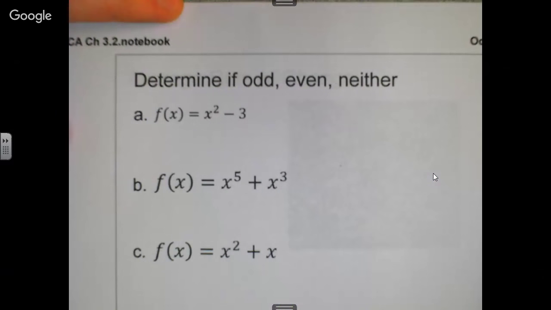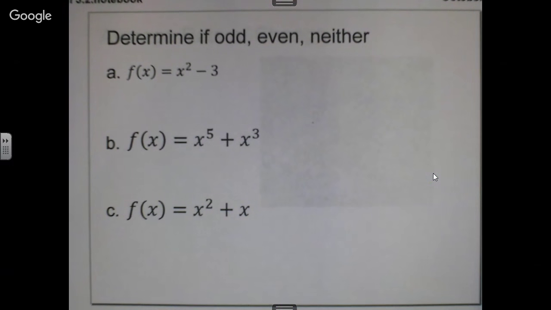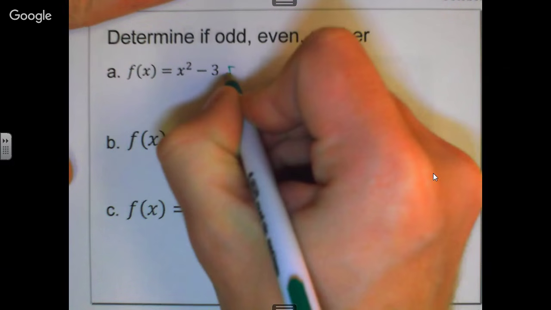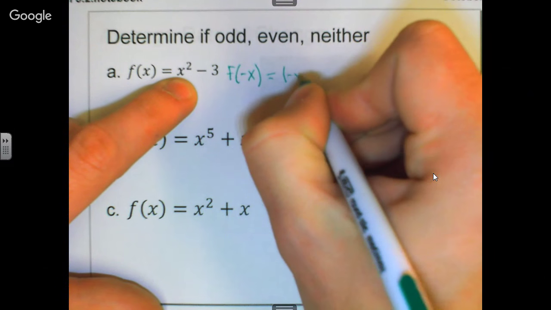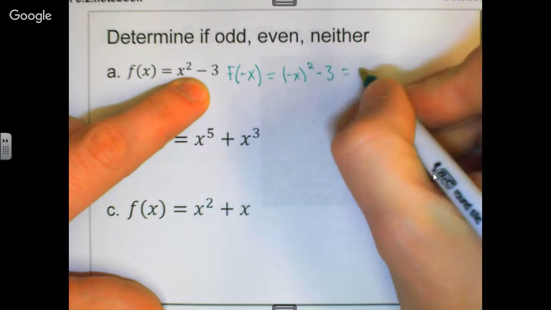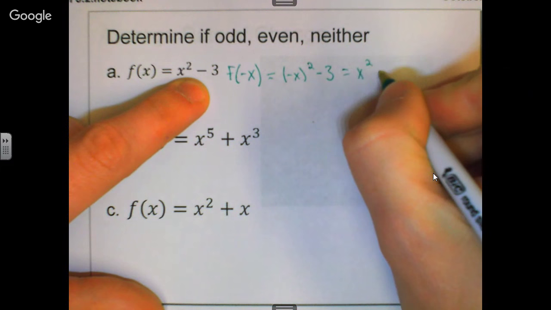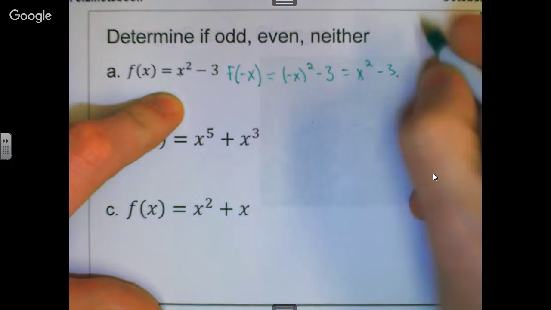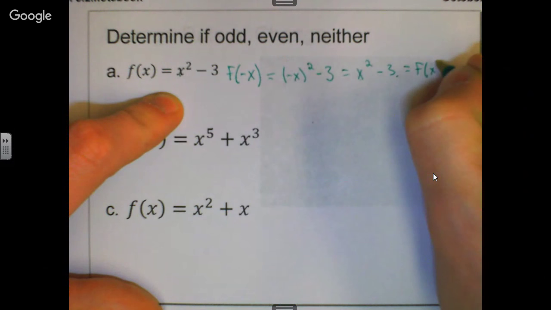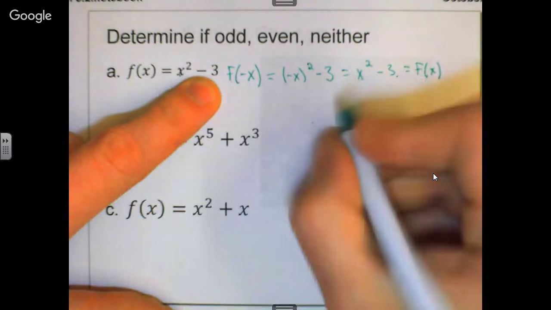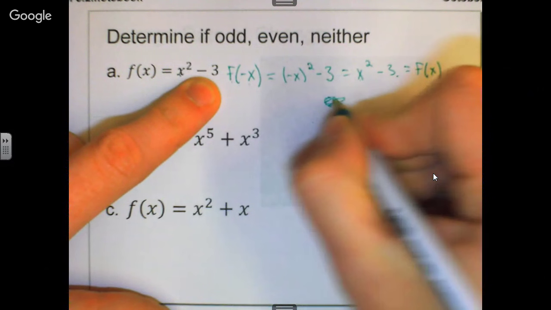So determine if odd, even, or neither. We're going to say f of negative x equals, and we'll put negative x in for x. So I have negative x squared minus 3. Well, negative x squared would be x squared minus 3. So x squared minus 3 is the same as x squared minus 3, which equals your f of x. If I started with f of negative x and ended with f of x, that tells me that it is even.